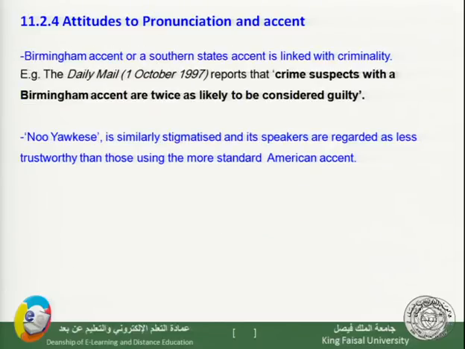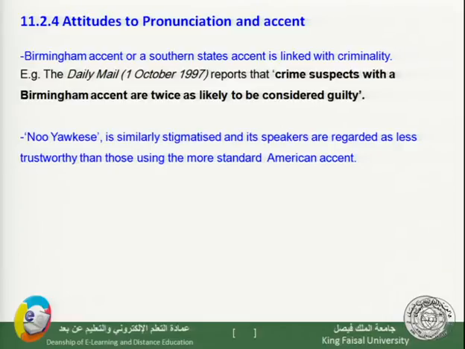The second point we discuss is another example by the Daily Mail newspaper, which indicated that the Birmingham accent or the southern states accent is linked with criminality. That people who speak this accent usually commit crimes. They always have trouble. They always make trouble. So the Birmingham accent and the United States southern accent are associated with crimes, with criminality.